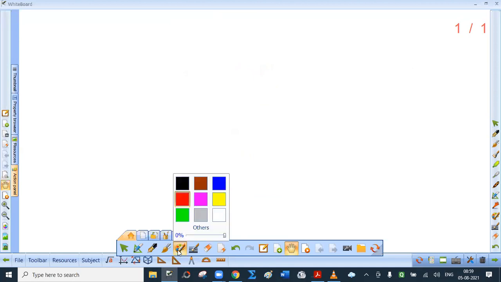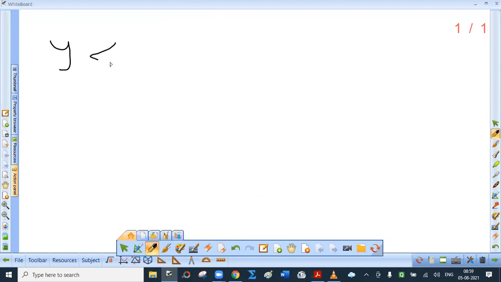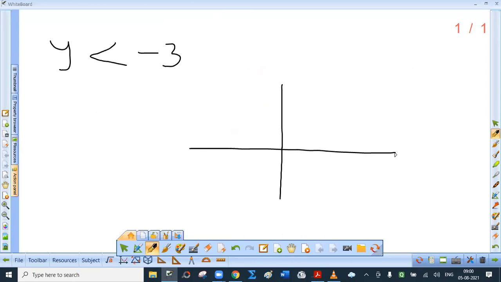Now I will consider y less than -3. See, I'm not taking y less than or equal to -3. The working rule is simple. First we consider an equation corresponding to an inequation. What is the equation corresponding to the inequation? It is y equal to -3. I hope you know how to draw the graph of y equal to -3. Yes, this is y equal to -3.